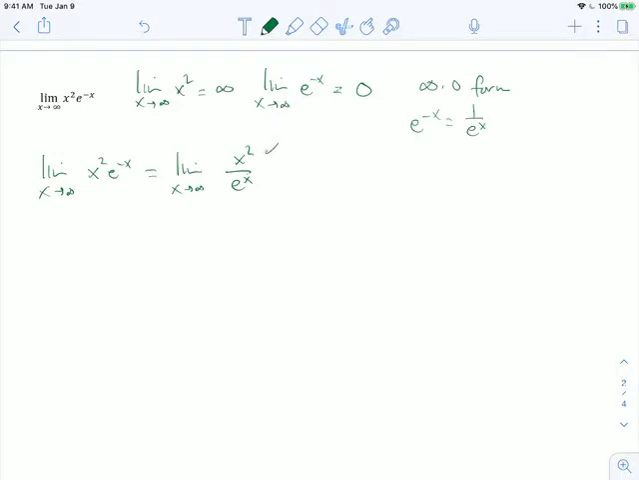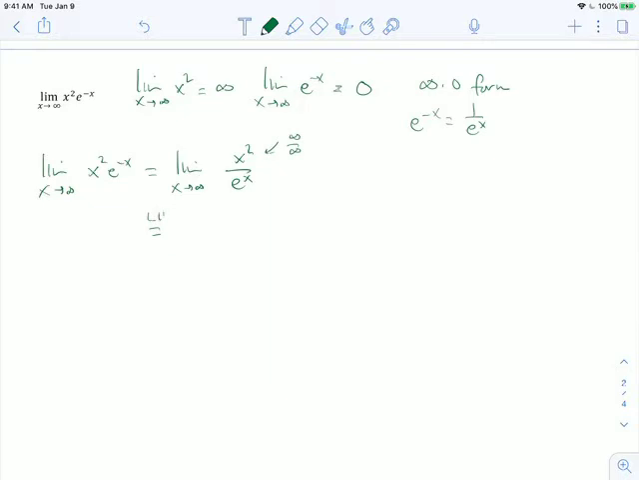And so now this is an infinity over infinity form. Both x squared and e to the x are getting really large as x gets really large. And so I can apply L'Hopital's rule to this. And so this is the limit as x goes to infinity of 2x over e to the x. This is still in an infinity over infinity form. And so I apply L'Hopital's rule a second time.